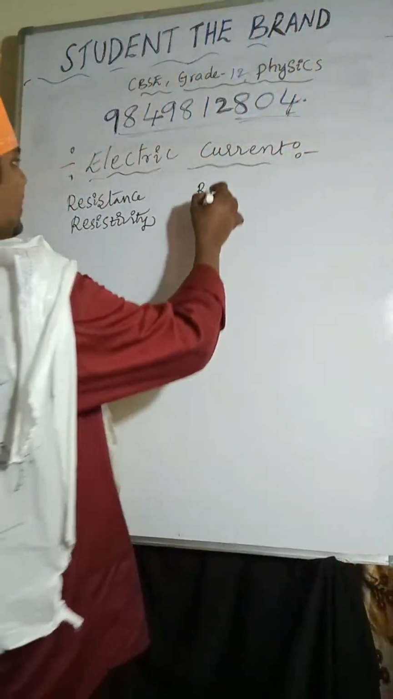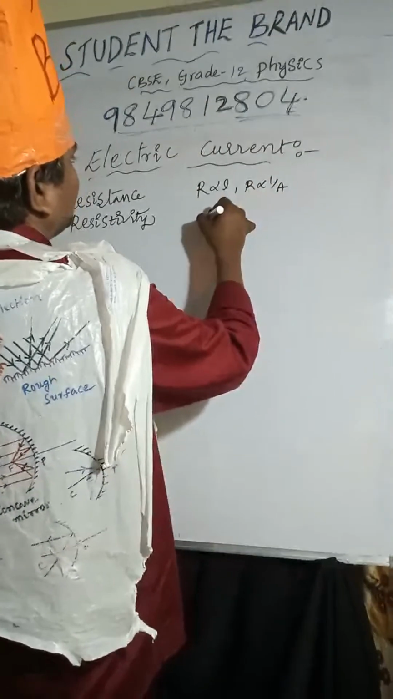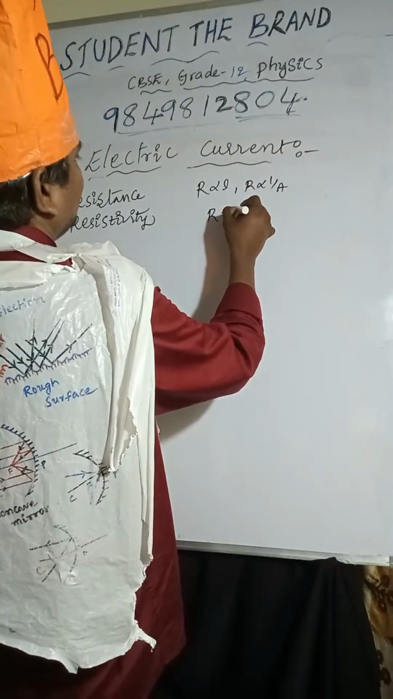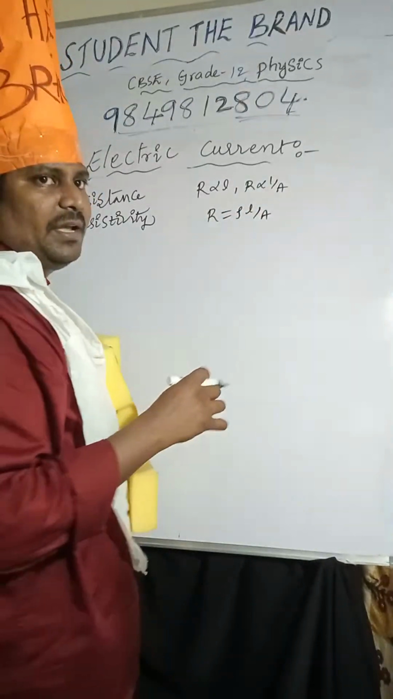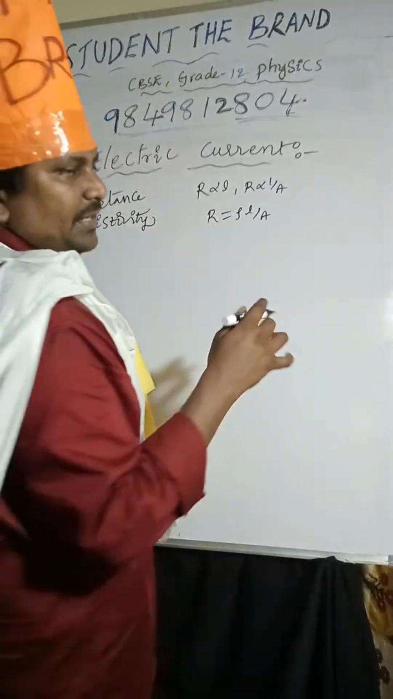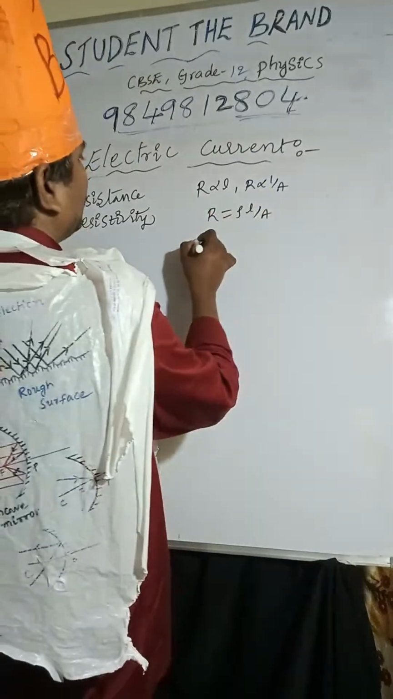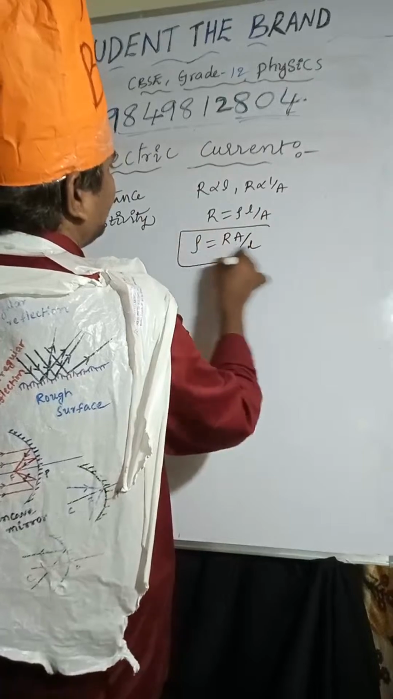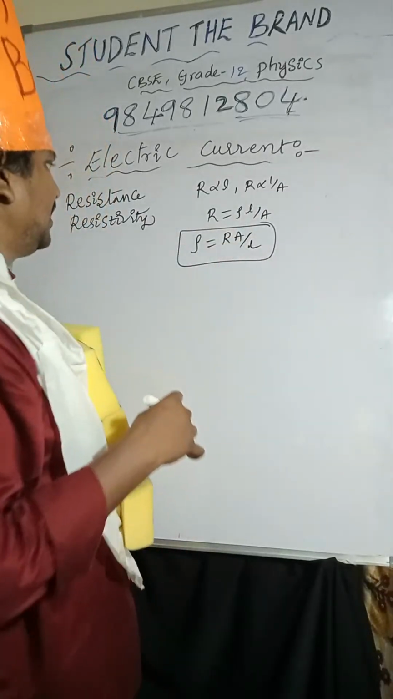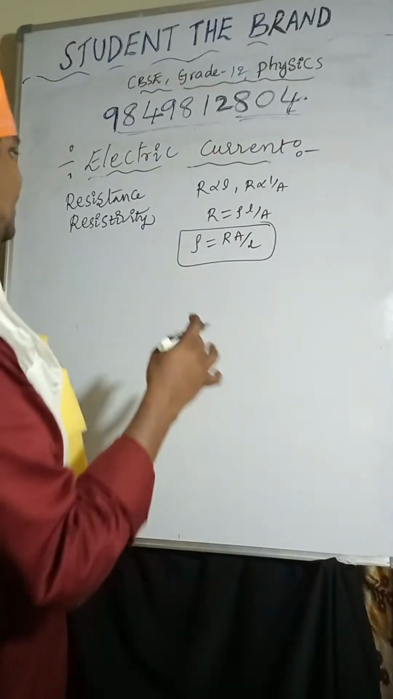So R is directly proportional to L. R is inversely proportional to the area of cross section. R equal to rho into L by A. So rho is the resistivity. So rho equal to R A by L. Rho is the resistivity. Now you can observe here.